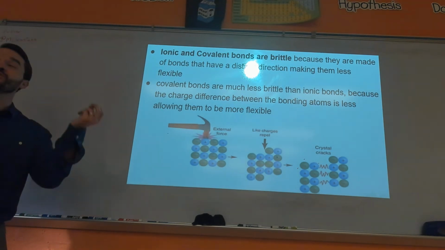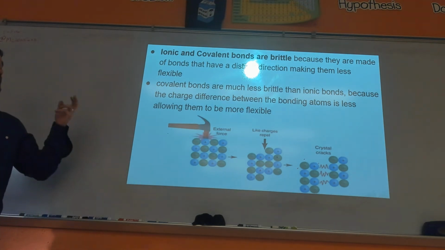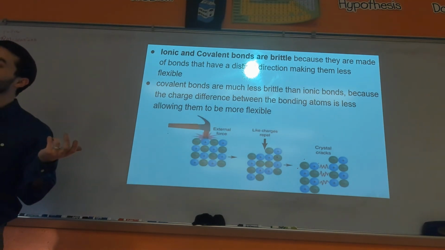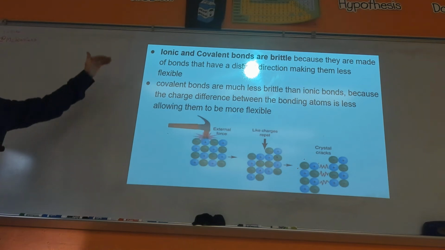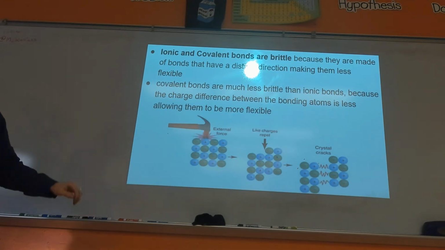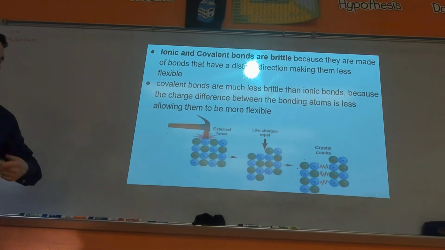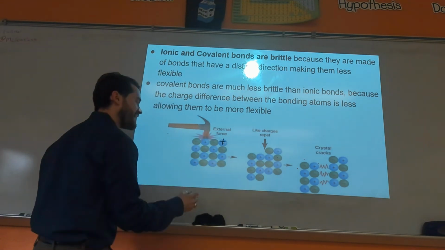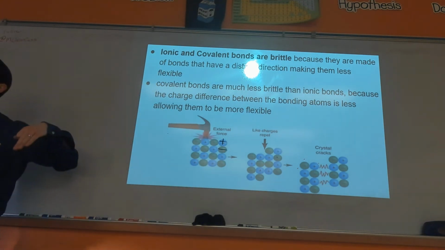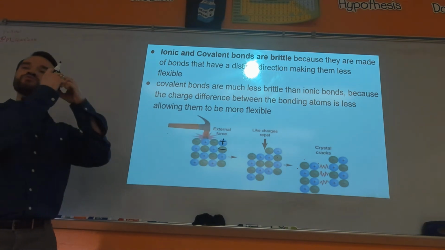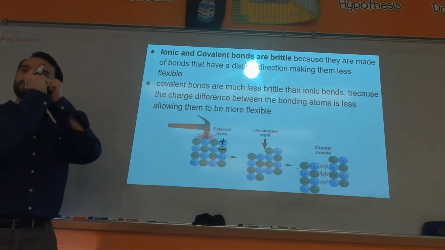If something is brittle, it shatters easily. So glass is an ionic compound that shatters easily. What happens is, in glass or any sort of ionic compound, you have your cations and your anions. You have the positive and negative charges, and these are very rigid. They're held together super strongly.